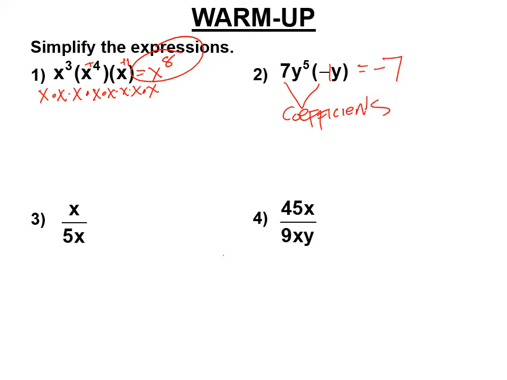We multiply the coefficients. Now we do y to the fifth times y, which is y to the sixth, right? You have to add the exponents. All right. Yesterday we learned how to cancel that as long as we assume x isn't 0. And we have nothing up top, so we put a 1, and then we have a 5 on the bottom, 1/5. The 9 cancels with the 45 and becomes a 5. The x's cancel out, and we have 5 over y.